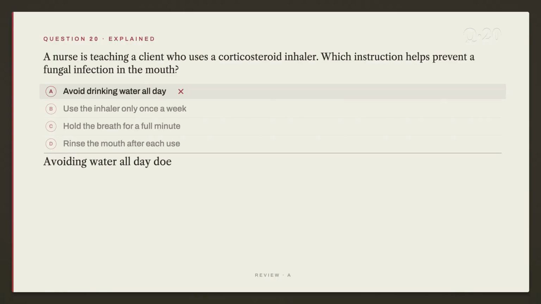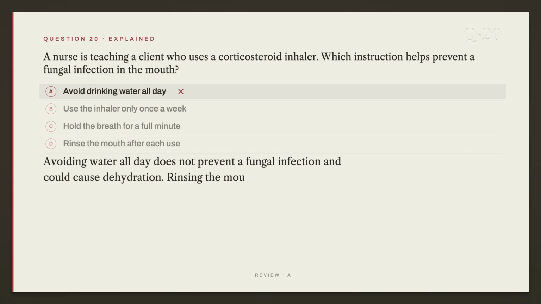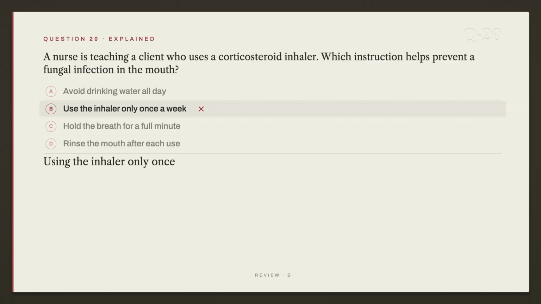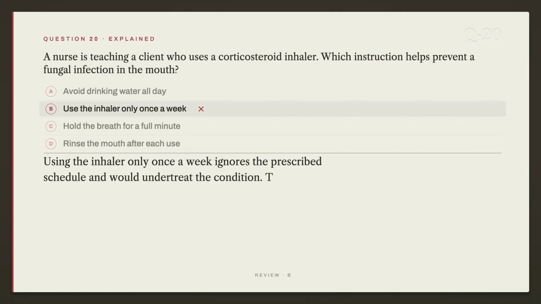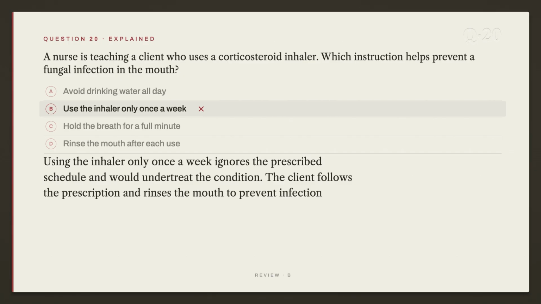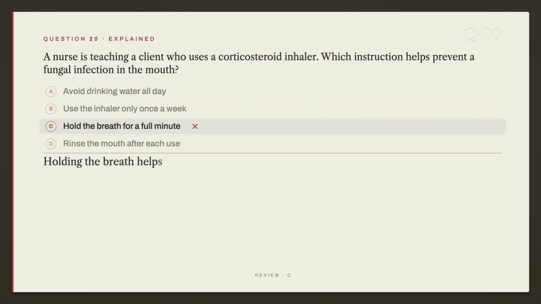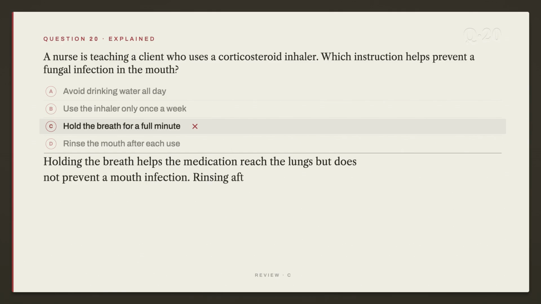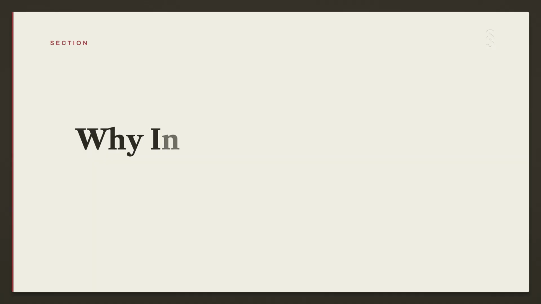A is wrong because avoiding water all day does not prevent a fungal infection and could cause dehydration. Rinsing the mouth after the inhaler, not limiting fluids, is the protective measure here. B is wrong because using the inhaler only once a week ignores the prescribed schedule and would undertreat the condition. The client follows the prescription and rinses the mouth to prevent infection. C is wrong because holding the breath helps the medication reach the lungs but does not prevent a mouth infection. Rinsing afterward is the step that removes residue and protects against fungal growth.